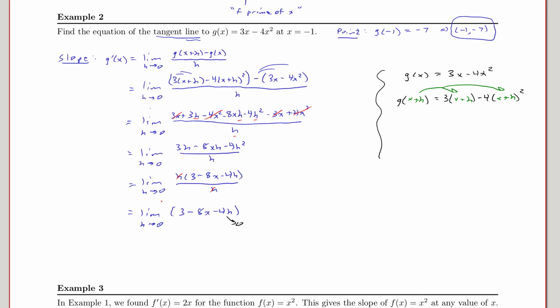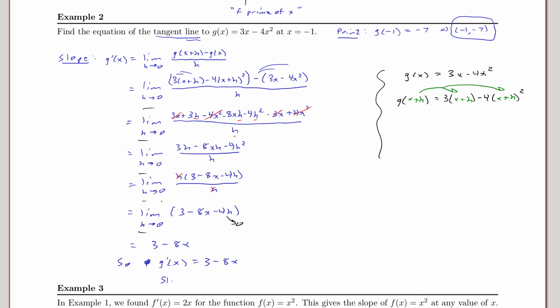Now, keep writing the limit until you actually take it. Otherwise, you'll have h's in your answers and you won't know what to do. So this ends up being 3 minus 8x. So g prime of x is 3 minus 8x.